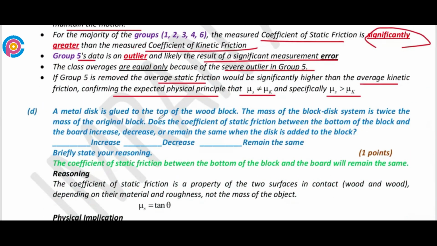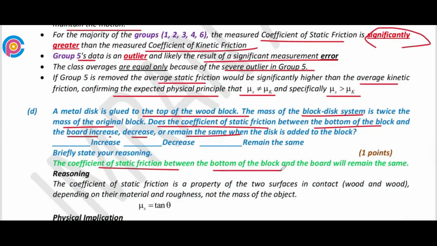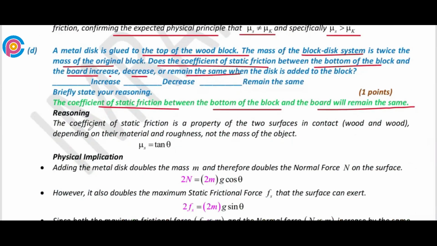Now, if a metal disc is glued on top of the wood block, the mass of the block system is twice the mass of the original block system. Does the coefficient of static friction between the bottom of the block and the board increase, decrease, or remain the same? Okay. The coefficient of static friction between board and block will remain the same. Why? We have to provide the reason.